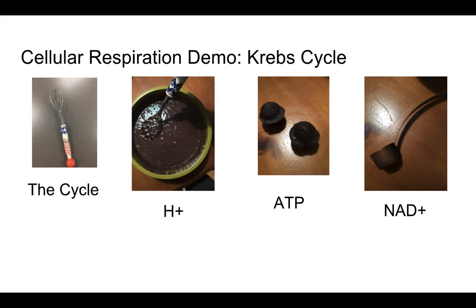In our demo, our hydrogen was really the chocolate, and our NAD+ was our transporter. Those were the two things I wanted you to pick out from that demonstration: the NAD+ was actually picking up hydrogen and transporting it into the electron transport chain. Again, you needed that constant cycling in order for that to happen, and it took in ATP in order to have that process happen as well.